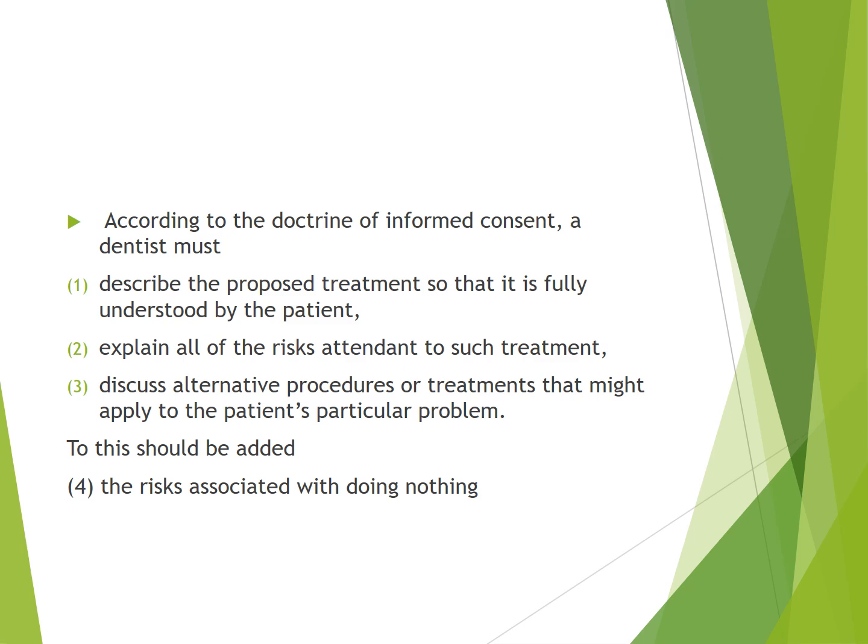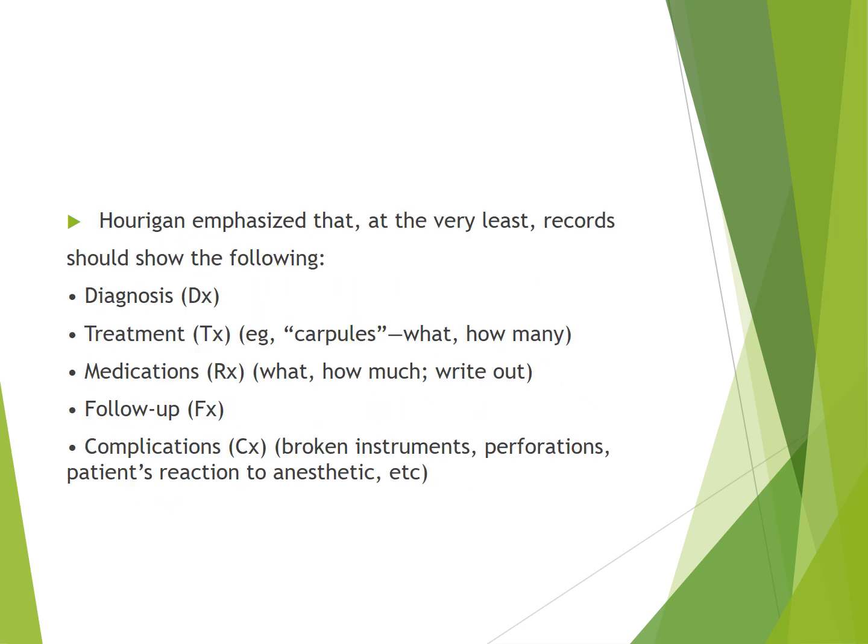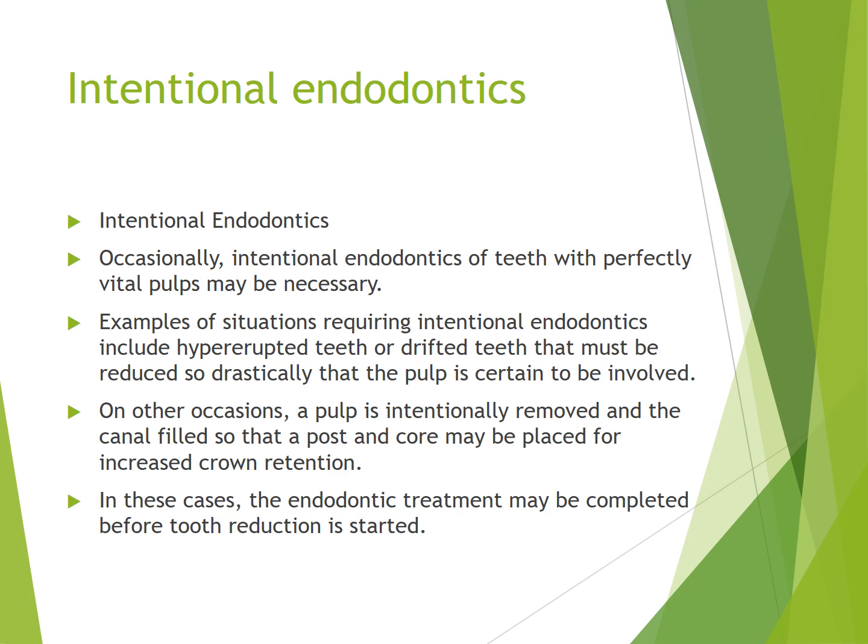According to the doctor, informed consent: a dentist must have informed consent, describing the proposed treatment, exposing all risks attendant to such treatment, and discussing alternative procedures or treatment, and this should include the risk associated with doing nothing. So informed consent should include these protocols. And Huberian emphasized that at least the record should contain the diagnosis, treatment, and medication. Intentional endodontics can be done in teeth with vital pulp. Examples of situations where intentional endodontics is indicated include erupted teeth or brittle teeth that must be reduced so drastically that the pulp is certain to be involved.